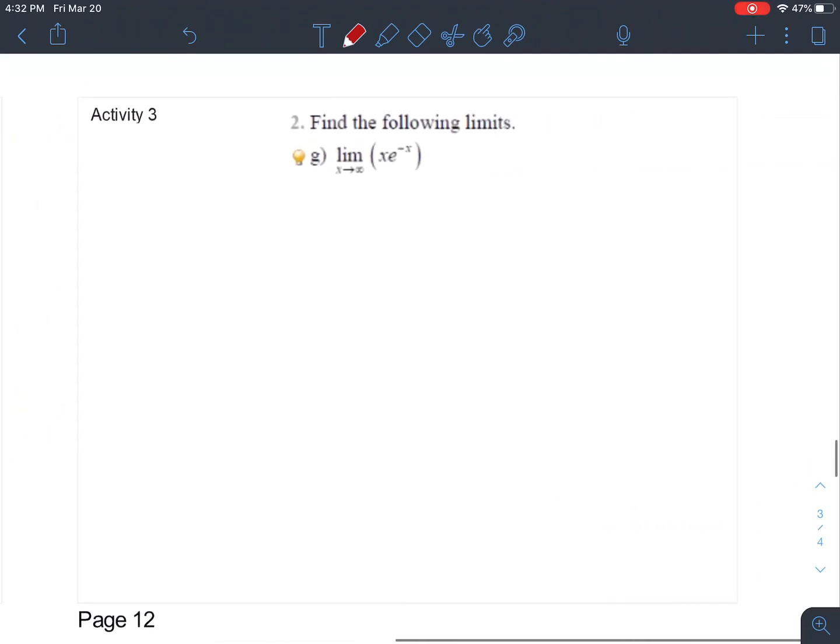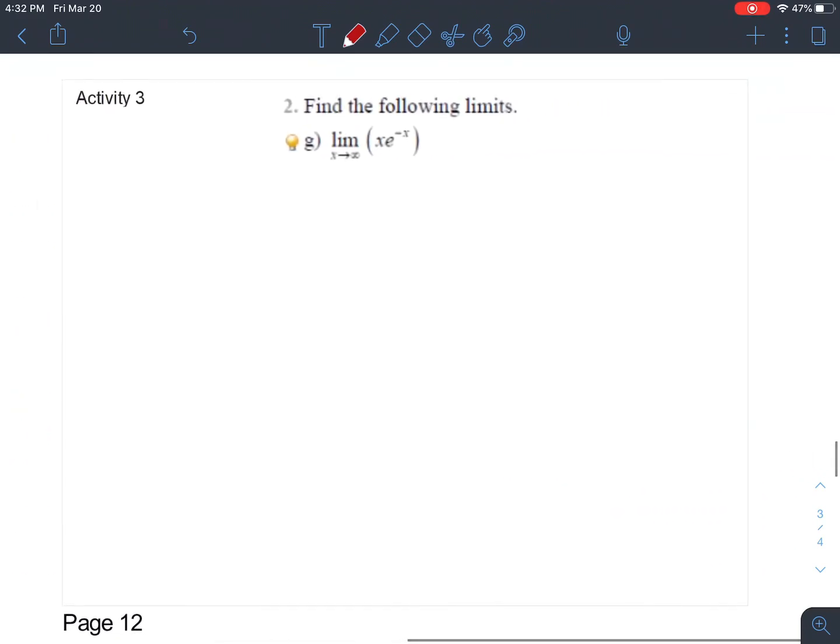So we are at our final slide. I want you to try this one. Pause the video, and when you are done, I will demonstrate how to solve it.